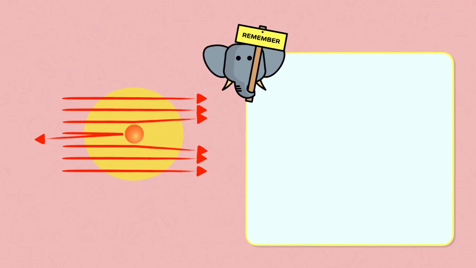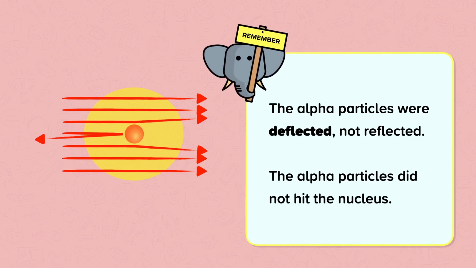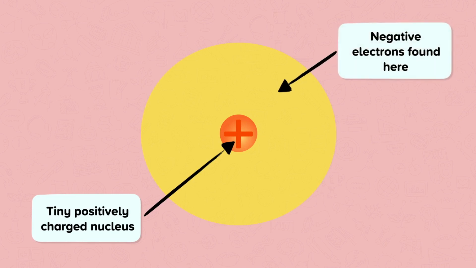The really, really important thing that we have to remember when we're talking about this model and this experiment is that the alpha particles were deflected, not reflected. So the alpha particles never actually hit the nucleus. They were deflected away from it. This is Rutherford's nuclear model of the atom. We have a tiny positively charged centre where nearly all of the mass of the atom is found, and they called this the nucleus. And most of the atom is actually empty space. So the negative electrons are found in this yellow area, but most of it's actually empty space.